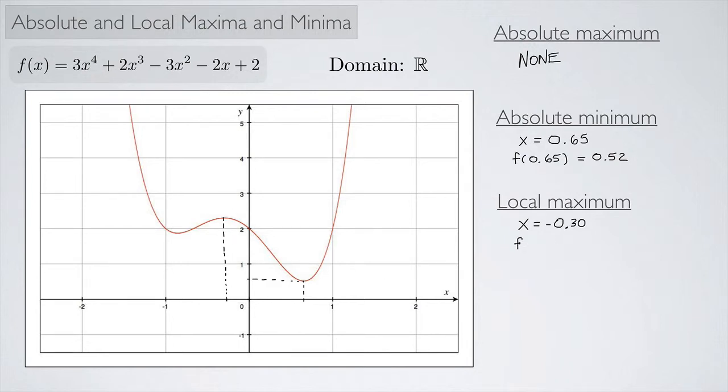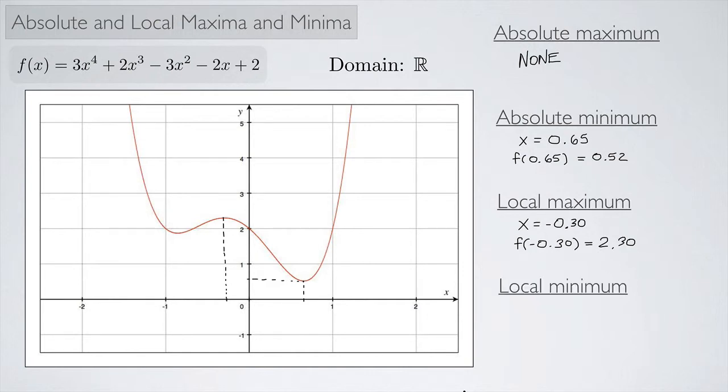And to find the value, we can do f of negative 0.30. And you can plug that into a calculator if you want, and you end up getting 2.30. Okay, and so let's just check and see, 2.3, yeah, that looks about right. Okay, and that seems to be the only local maximum.